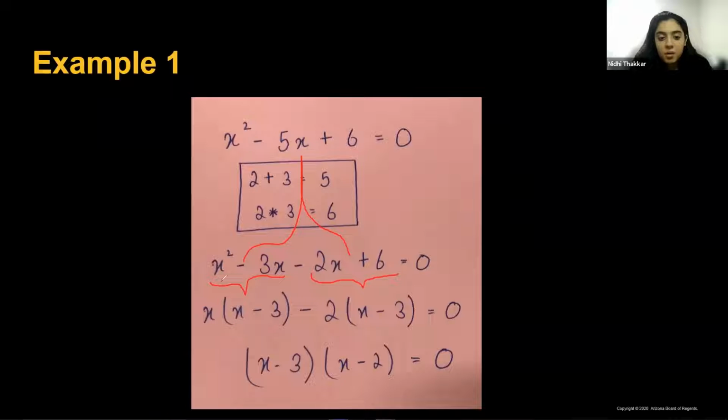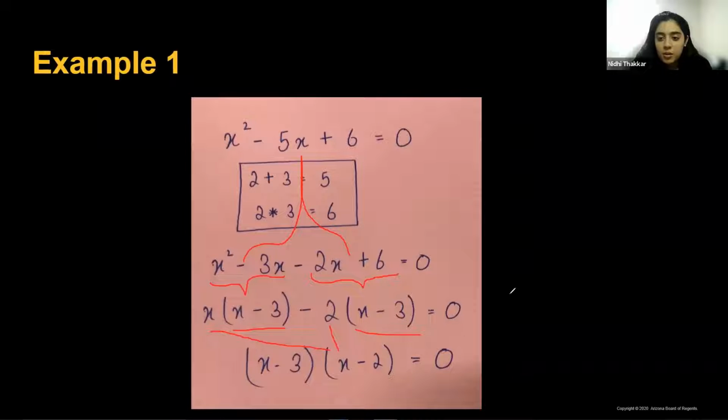If we take out the x common, we have x and minus 3 left here. And if we take out 2 common from here, we have x minus 3. Now you can see we have x minus 3 and x minus 3, the same thing, so we can take that common again. If we take x minus 3 common, what we have left is x and minus 2. That's why we get (x minus 3)(x minus 2) equals 0.